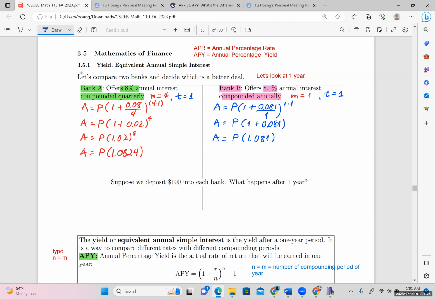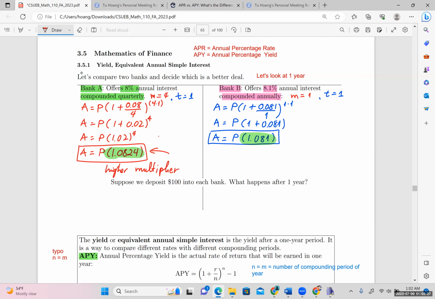So to compare these two results, we can't just look at the constant multiplier P, because you can see they both use the same P. So I would say bank A has the higher multiplier.